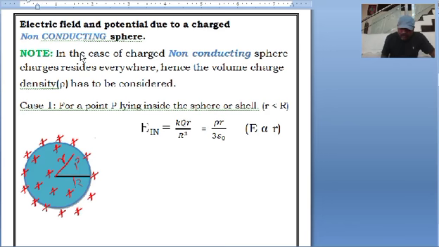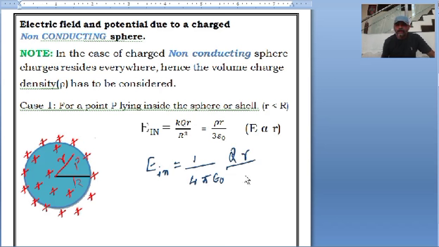So here one point you have to understand very clearly, that E inside is equal to K, which you can write as 1 divided by 4 pi epsilon naught, into Q small r divided by R cube.